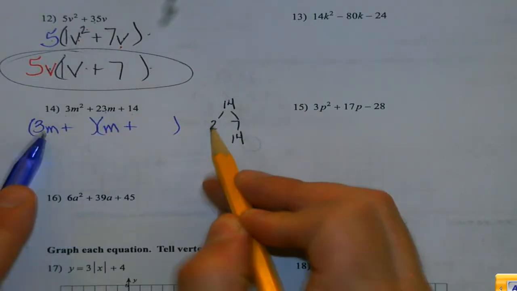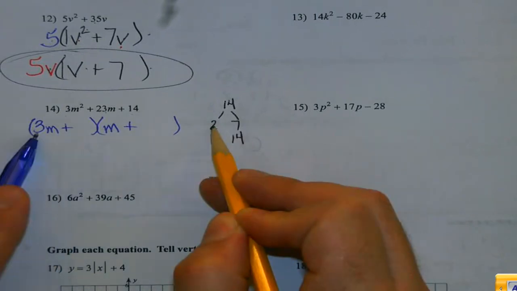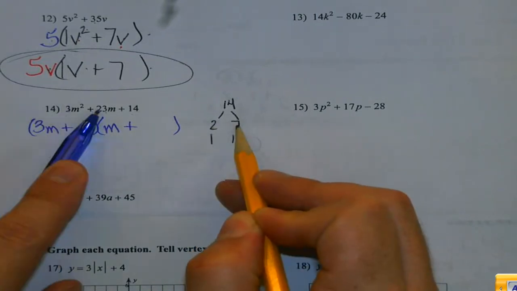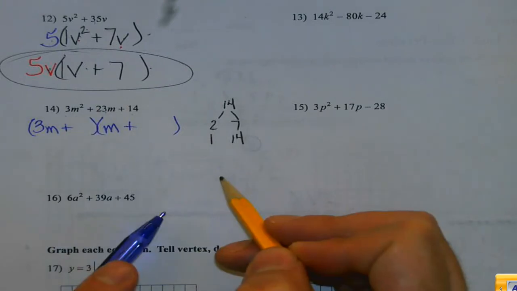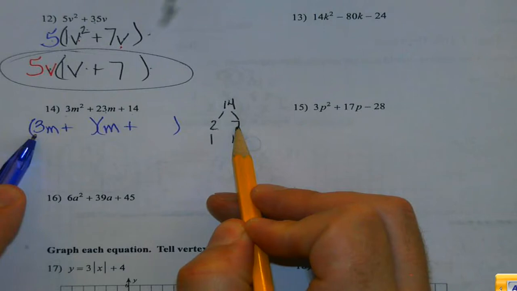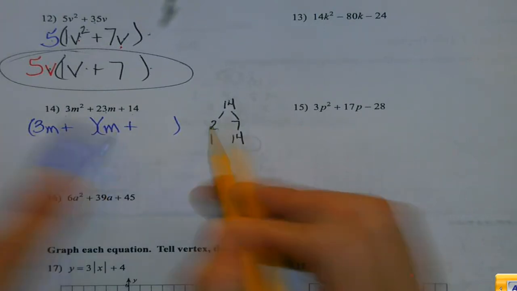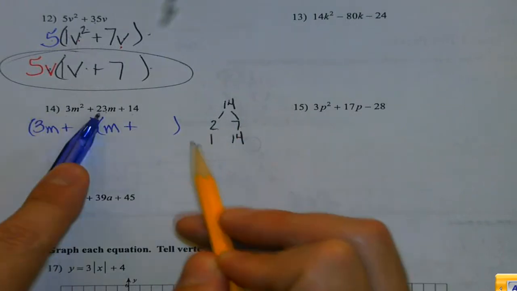So this would be 6, because 3 times 2 is 6. 1 times 7 is 7. 6 and 7 does not get me to 23. Well, what if I flip? 1 times 2 is 2. 3 times 7 is 21. Ooh. 2 plus 21 is 23.